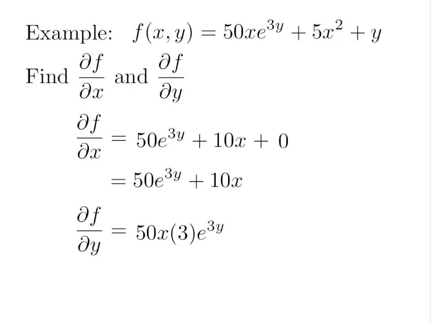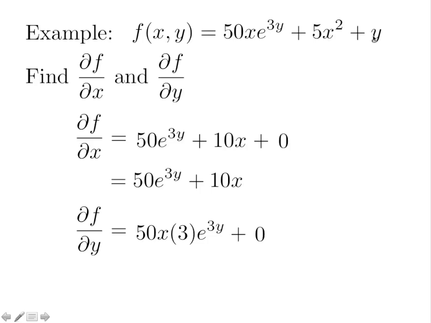In the second term, you just have 5x squared where you don't have any y. But because you're taking the partial derivative with respect to y, and remember we treat x as a constant, the second term now becomes a constant. So the derivative of a constant is 0.